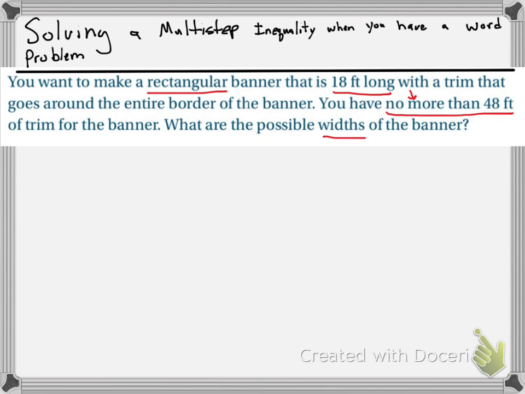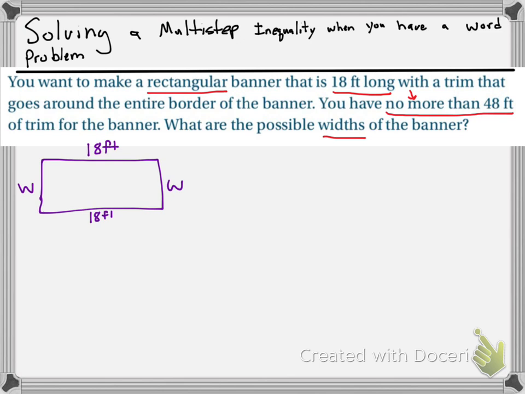Okay, so let's do what we can with what we have. The first thing we can do is draw a rectangle. We don't actually know what our width is, so we're going to leave our Ws here, because our width is just going to be our width right now. We've got to figure that out. But we do know that our length is 18 feet long. So we put 18 feet, and the same on the bottom.